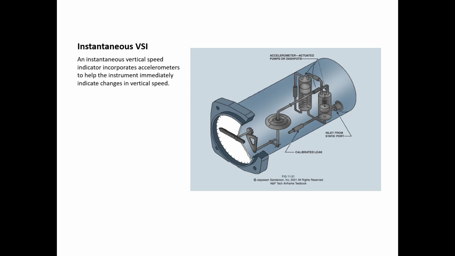Instantaneous VSI. So rather than being operated on bellows, they use something else. Sure does look like they have bellows in there. It looks like they're compensated with devices known as accelerometers, actuated pumps or dash pots. There's an inlet from the static port, same issue, and there is a calibrated leak, and the rest of the mechanism looks the same as what we've already looked at. Apparently that can give you instantaneous results on your instrument.